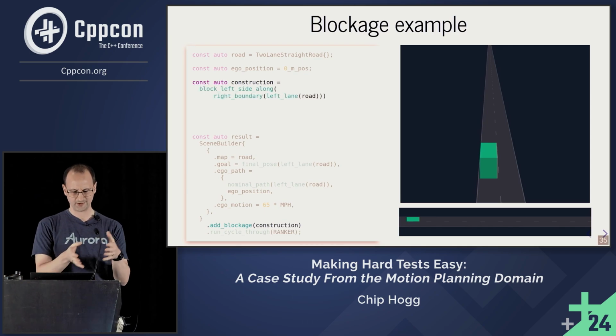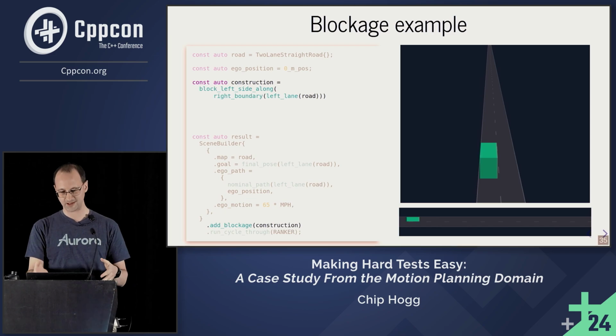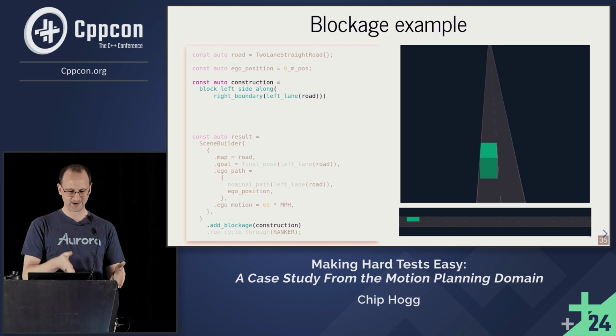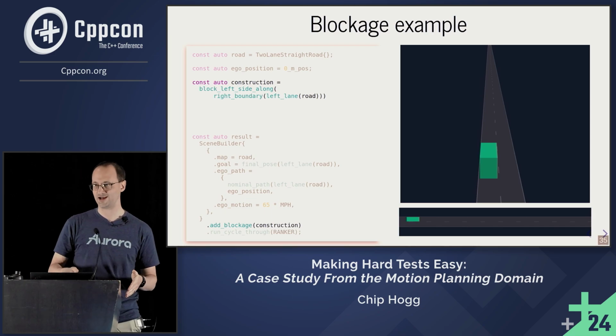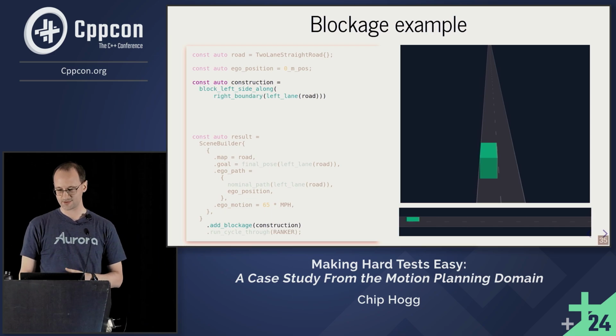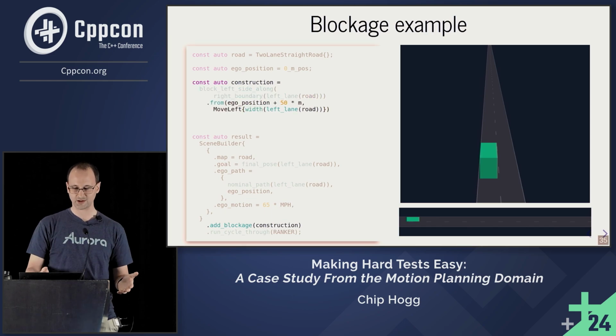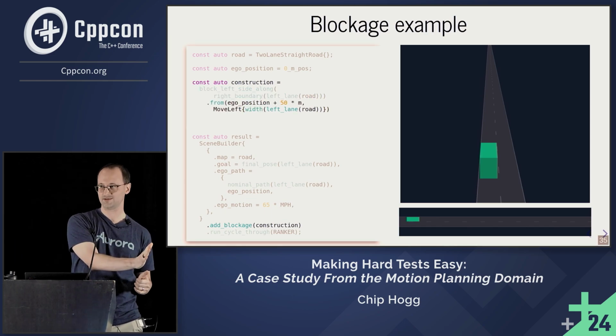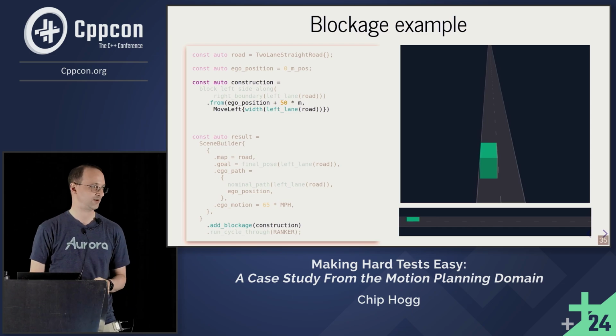Block left side along right boundary of left lane of road. It is readable, maybe not super fast, but if you look at it, it's like, okay, right boundary, left lane, that's the dashed line. Our main path is the dashed line. Okay, so what is the boundary going to be? Well, we're going to start 50 meters ahead, and we're going to move it left by the width of that lane. Okay, so this is like the start of a taper.